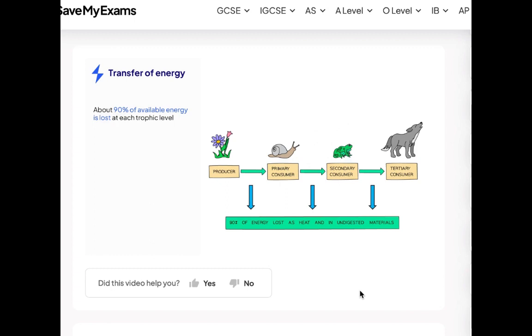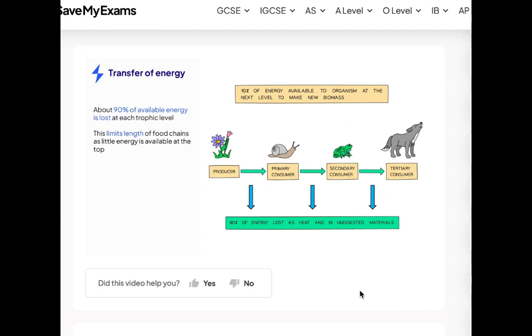About 90% of the energy received by a trophic level will ultimately be lost in one way or another, meaning that only about 10% is available to organisms of the next trophic level. This inefficient transfer of energy in food chains limits their length, as very little energy is available to organisms at higher trophic levels. For this reason, it is more energy efficient for humans to eat a plant-based diet compared to a meat-based one, since it puts us on a lower trophic level.